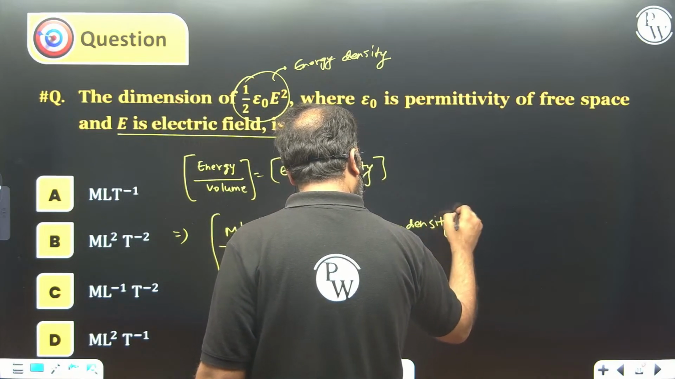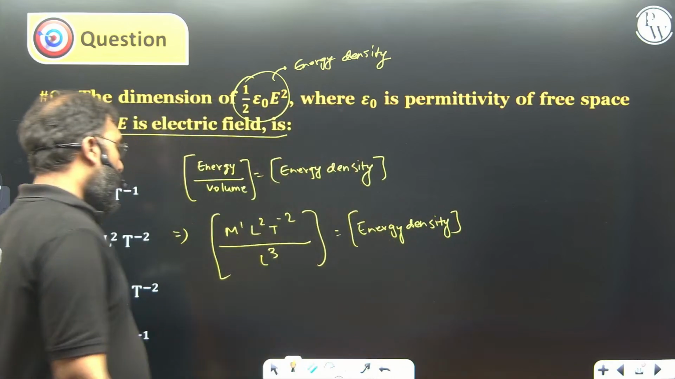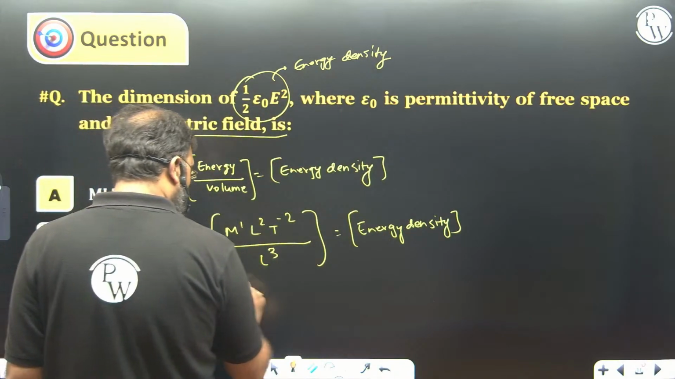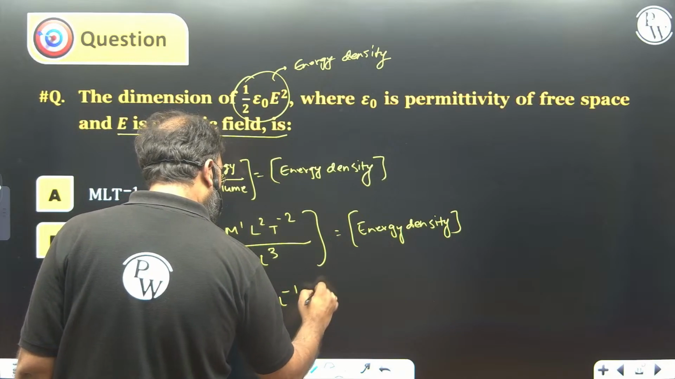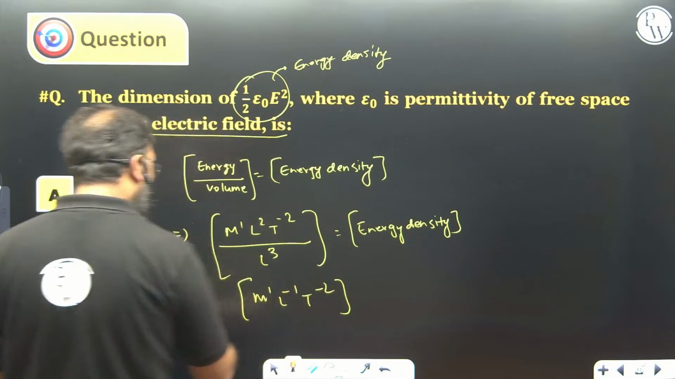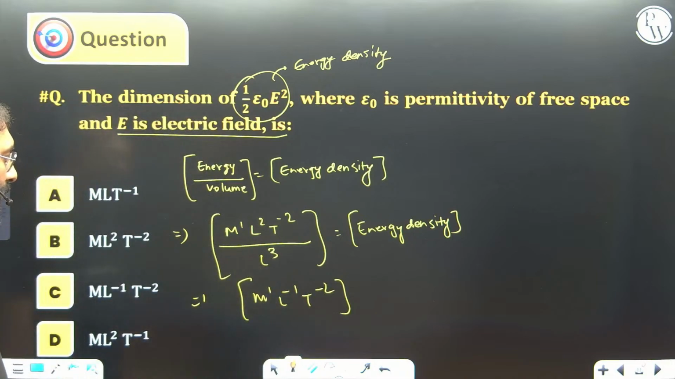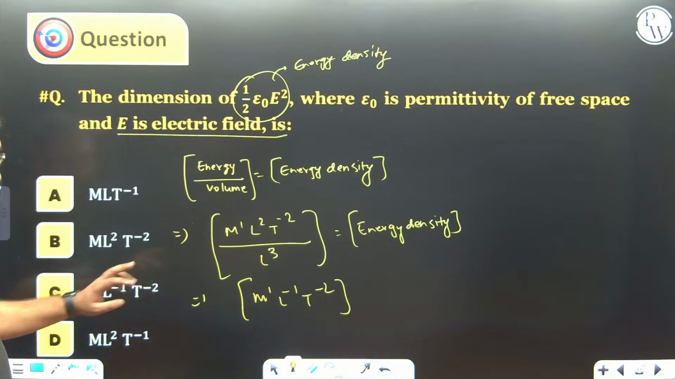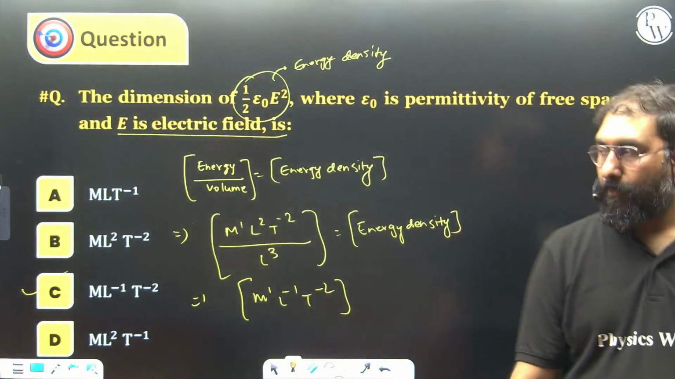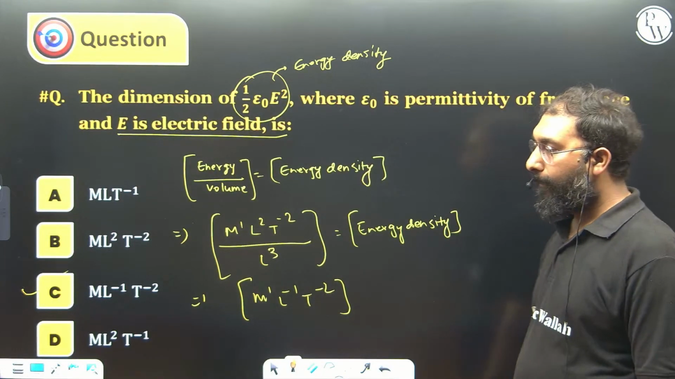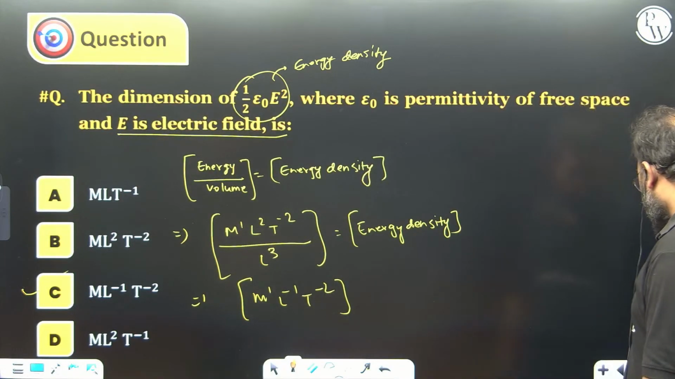So write a comment and tell me. This is M1 L minus 1 T minus 2. This is our correct answer. So this is your correct answer to this problem. Done? Okay, so let's move ahead.